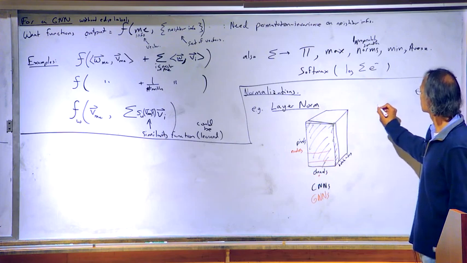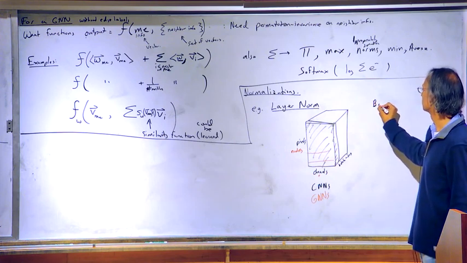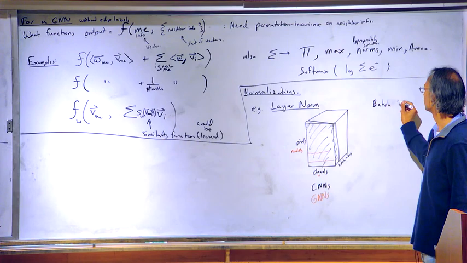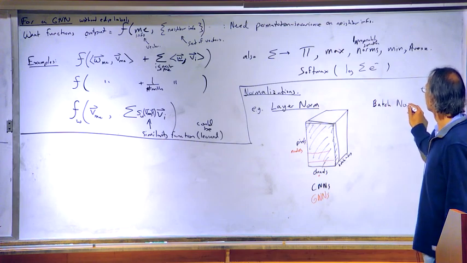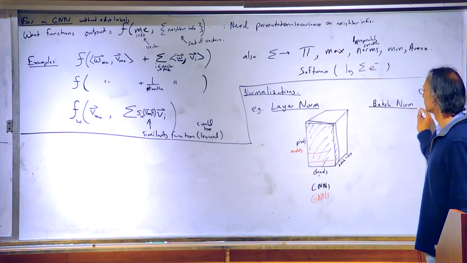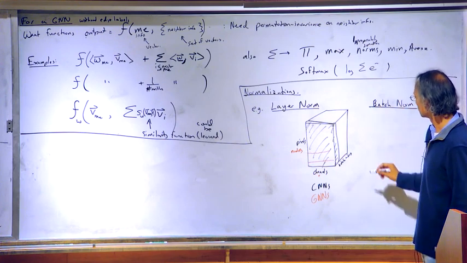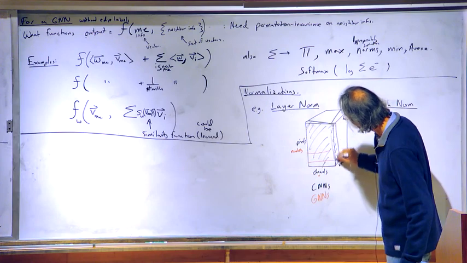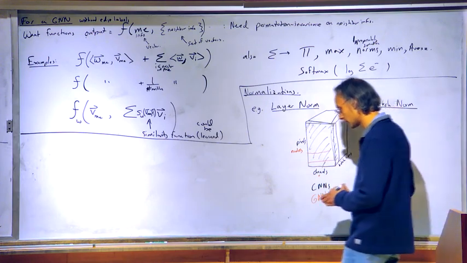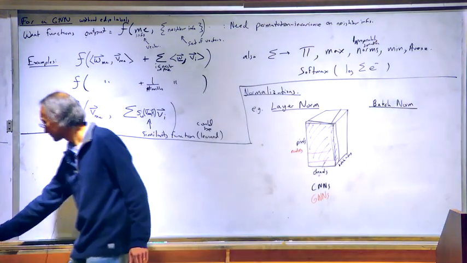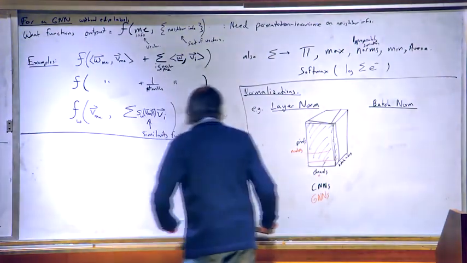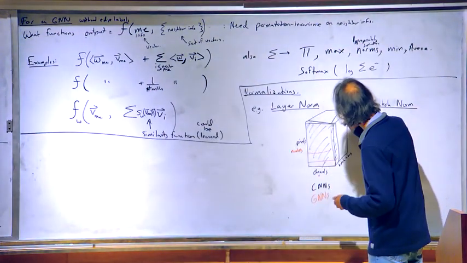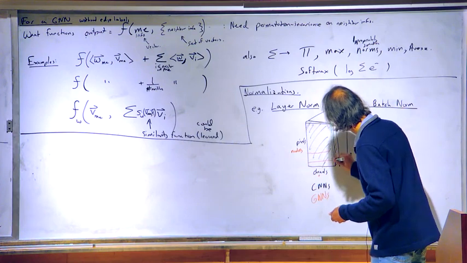So let's now talk about batch norm. In batch norm, what you did was you said, well, let me use a different color. I have different colors here. Do they work? That's the question. Ah, yes.